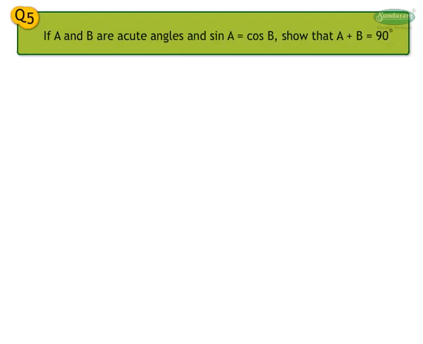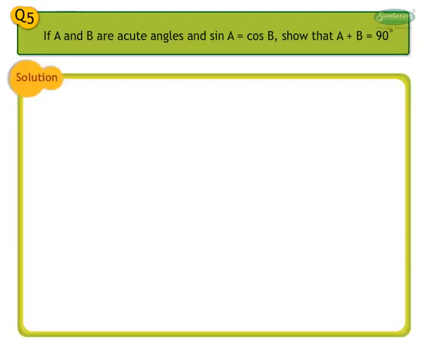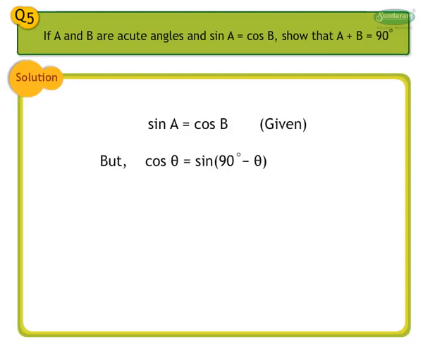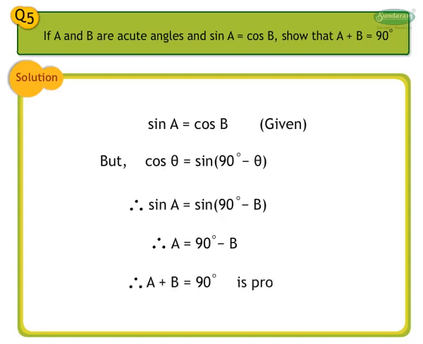Question 5. If A and B are acute angles, and sin A is equal to cos B, show that A plus B is equal to 90 degrees. Solution. Given that sin A is equal to cos B, but cos theta is equal to sin 90 degrees minus theta, thus sin A is equal to sin 90 degrees minus B. Thus, A is equal to 90 degrees minus B. Therefore, A plus B is equal to 90 degrees. Proved.